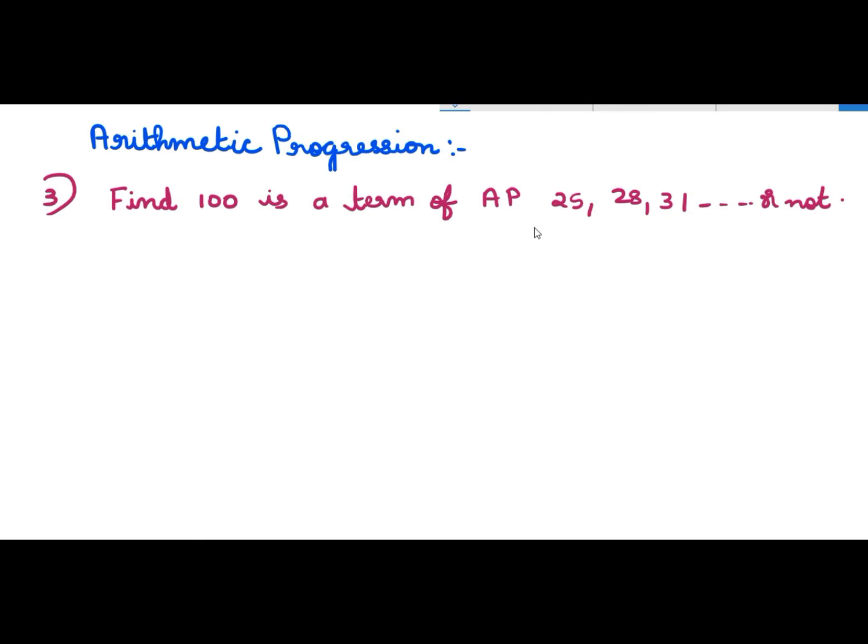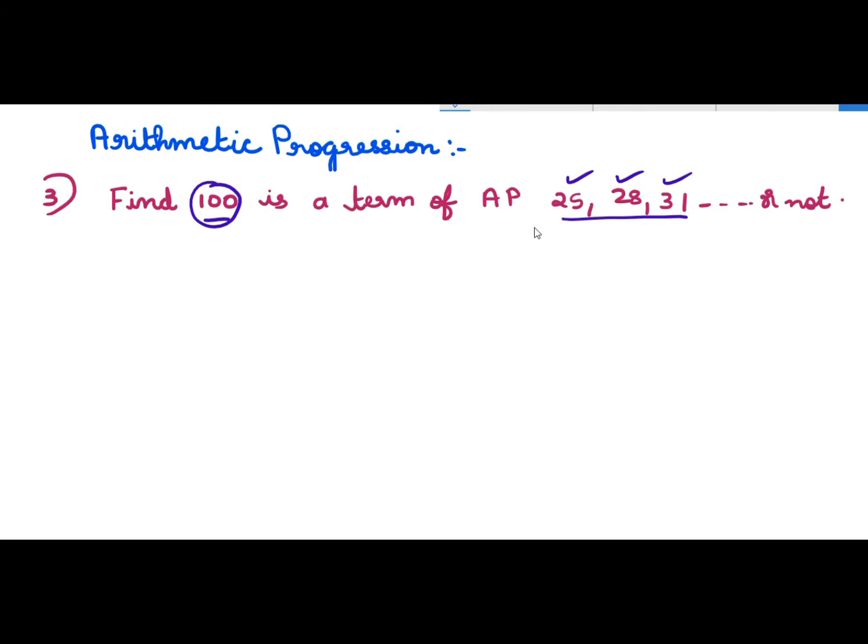Now the third question is, find whether 100 is a term of this AP: 25, 28, 31. How will you check whether 100 is a term of this AP? To find that out, we have to find the value of n. If n is a whole number, then we can say that 100 is a term of the AP. If n is a fraction, we can say that 100 is not a term of the AP. I don't know which term is 100, so let's find out which term is 100 for this AP.